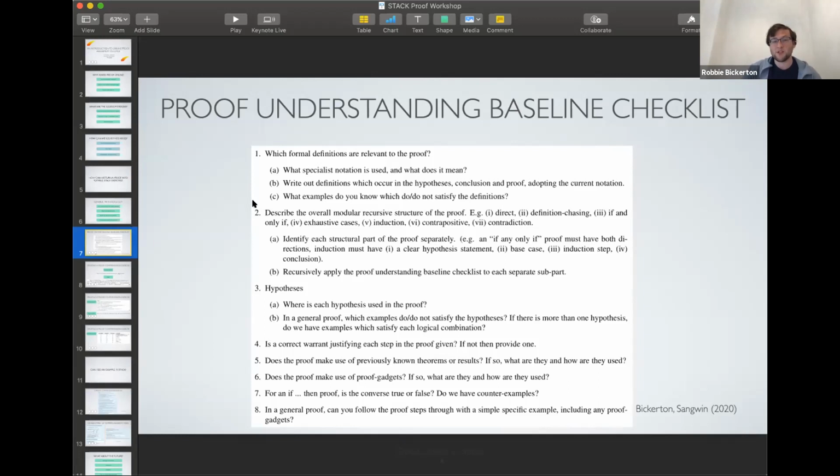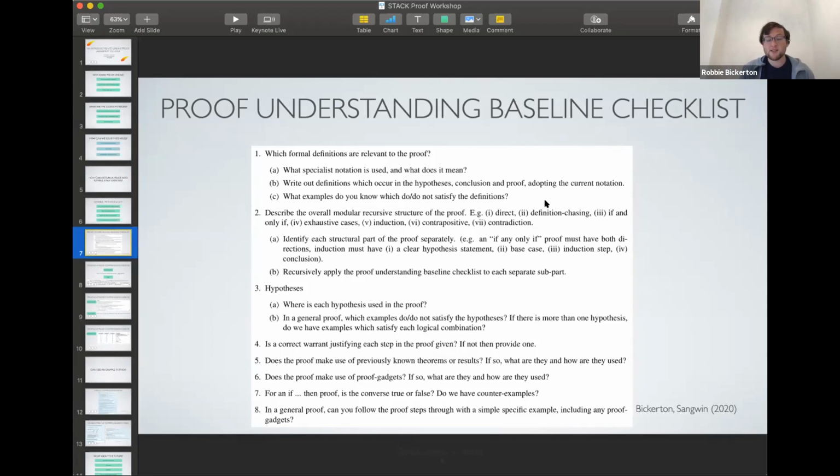So for example, point 2 we have here, describe the overall modular recursive structure. Well, this was just what I was speaking about earlier. So in other words, pretty much every proof has a structure, or at least the proofs that our students are going to be meeting. So 90% of the time we can ask them, what is that structure? What is happening in that proof?